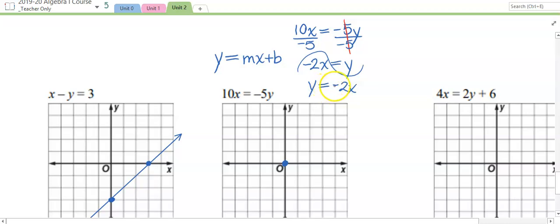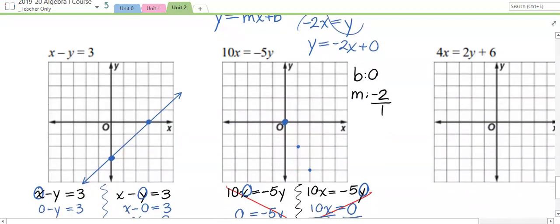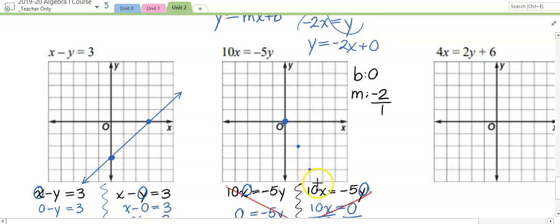y equals mx plus b. When there's nothing here, you can always put plus 0. So I'm going to begin with 0, and I'm going to move negative 2. And again, to make it rise over run, when there's nothing in the denominator, I can place a 1. So I begin at 0, and I go down 2, right 1. And I connect my points.